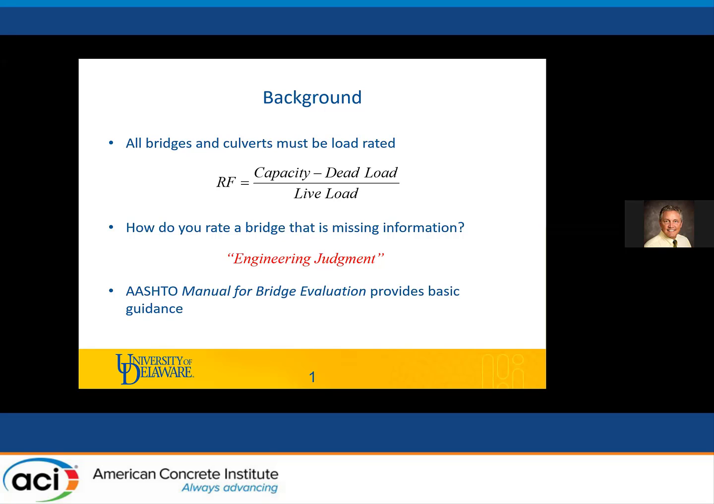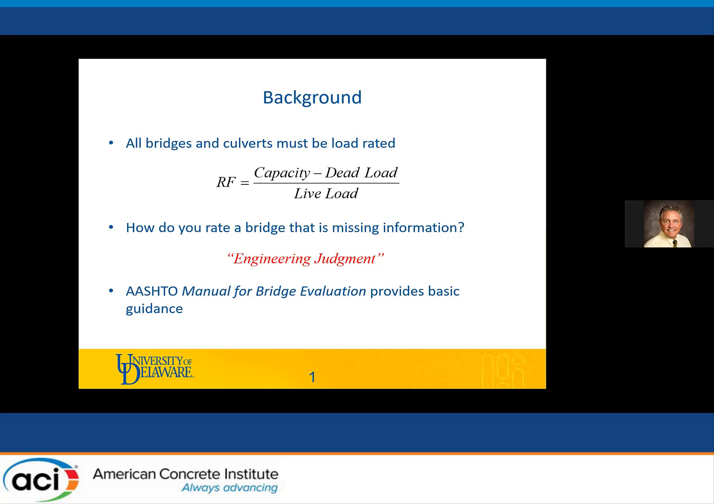kinds of member forces. If the rating factor is greater than 1, that's good. If it's less than 1, that's not so good. That basically means that the bridge doesn't have the capacity to handle those live loads. That calculation is usually done theoretically using some kind of analysis.